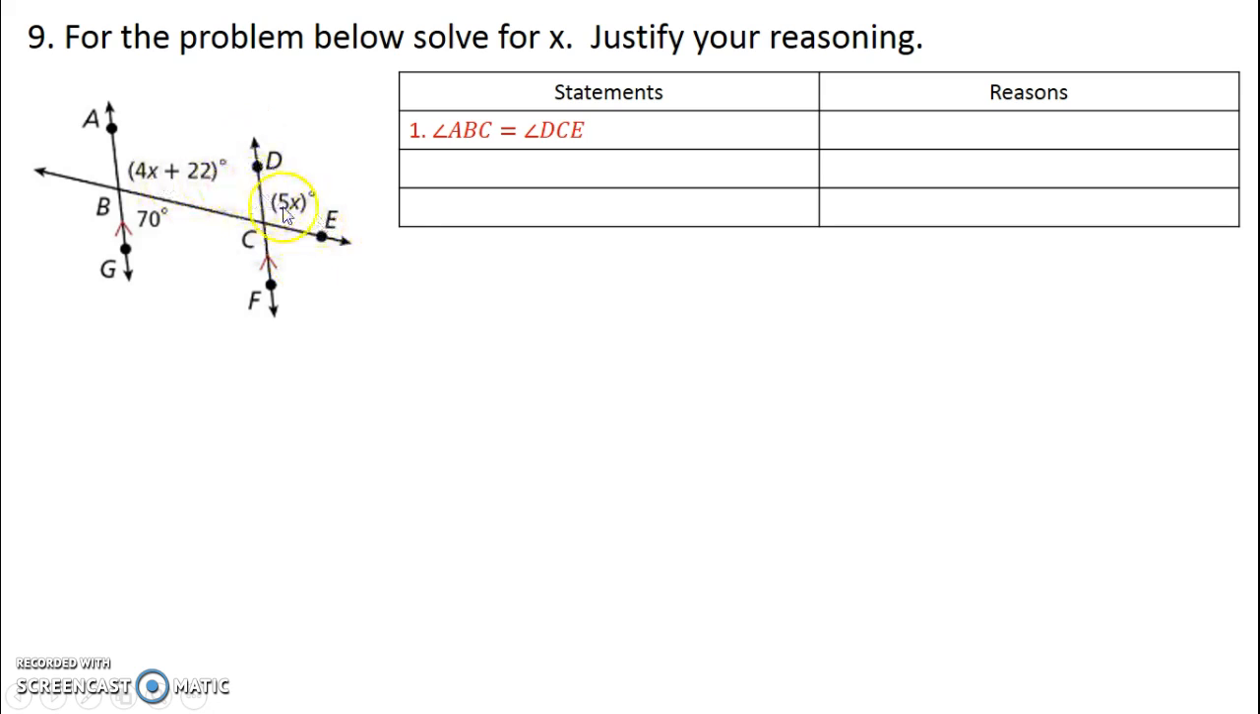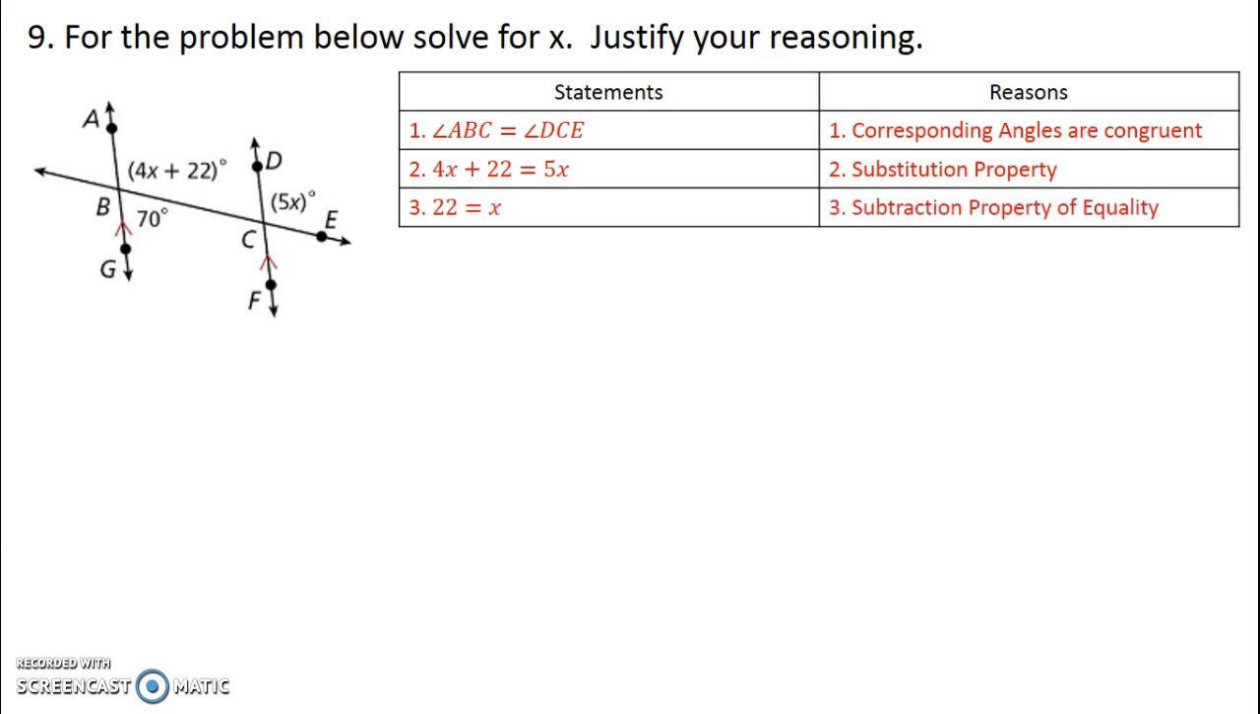I have them equal to each other, and the only reason I know that is not because it's given to me and not because I'm adding angles or bisecting angles. Those angles are in a position that they are considered corresponding angles, and we know corresponding angles are congruent, so I set them equal. From there, we can substitute our values in using the substitution property, and then we can solve using the subtraction property of equality. Definitely the quickest option is to do it that way.